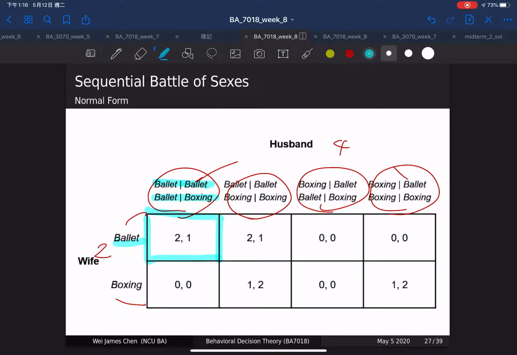Okay, so in this case, would the husband have an incentive to deviate? No, because this is his payoff. This is the highest payoff he can get, conditional on his wife going to ballet. So 1, 1, 0, 0. 1 is already the biggest. So he cannot move to a better place. Also, the wife cannot do something better because the wife is already getting the highest possible payoff in this game. That's 2. Okay, so moving to boxing only gives her 0. Right?